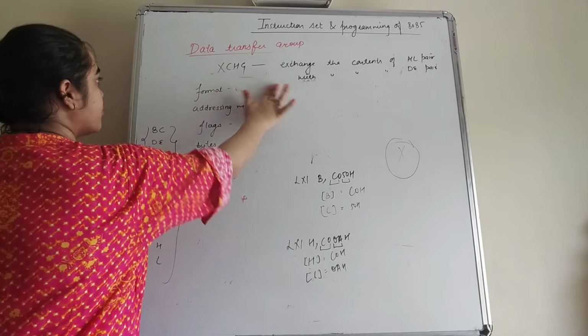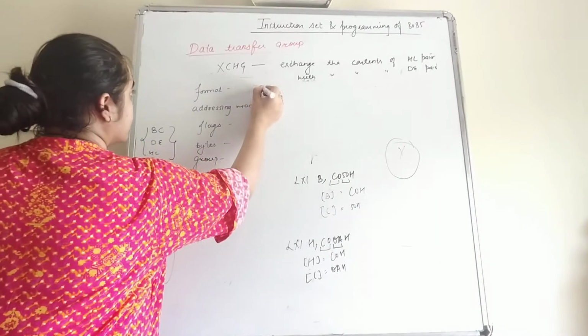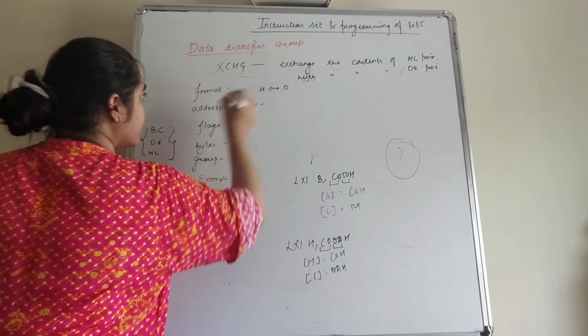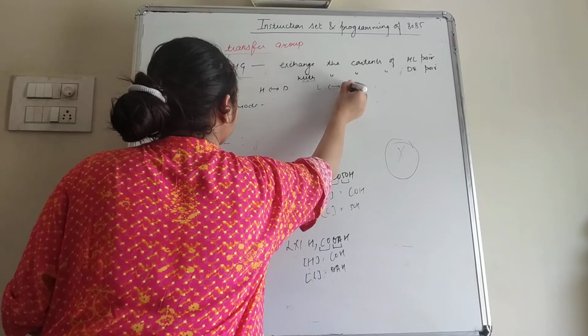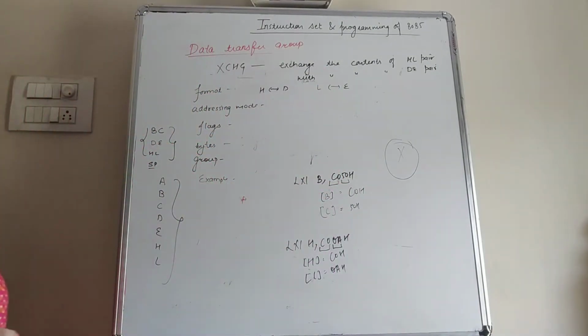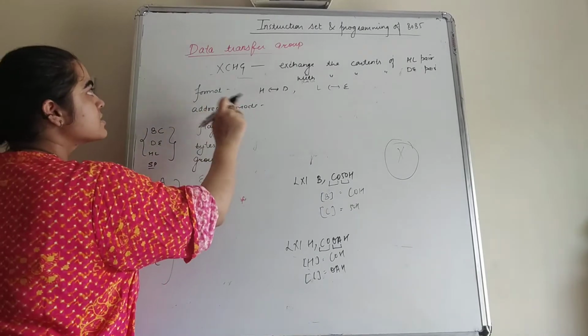Now the format of this instruction. The contents of D will be replaced with the contents of H and the contents of L will be interchanged with the contents of E. So this is the format of this instruction. Next is the addressing mode.